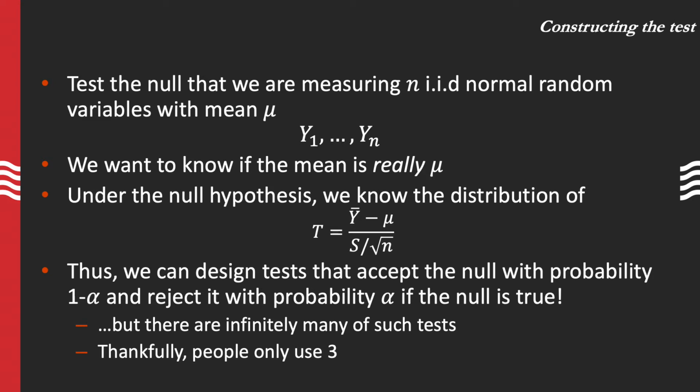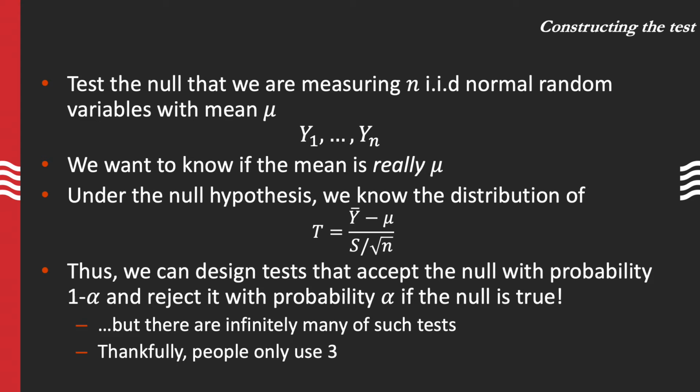So we want to know, is the mean really mu? Is the mean really 10 pounds? Under the null hypothesis, the mean really is 10 pounds. We know the distribution of the t-statistic, y bar minus mu over s over root n. Because we know the distribution of t, we can design tests using that distribution that will accept the null hypothesis with probability 1 minus alpha, and will reject it with probability alpha. And that's exactly what we want. We want to design a test that will only reject a true null hypothesis with probability alpha.